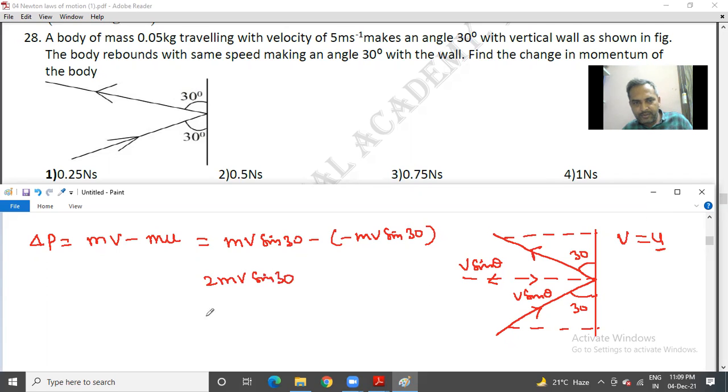then 2 into mass mentioned 0.05, velocity mentioned 5, sin 30 is 1 by 2, so this 2 and 2 get cancelled. Answer will be 0.25. So first option is correct. Units are Newton second.